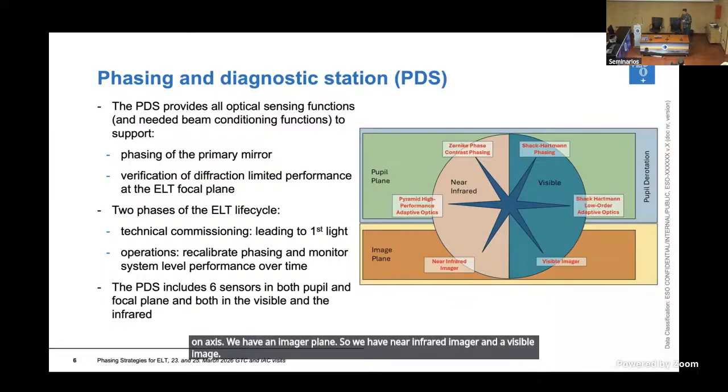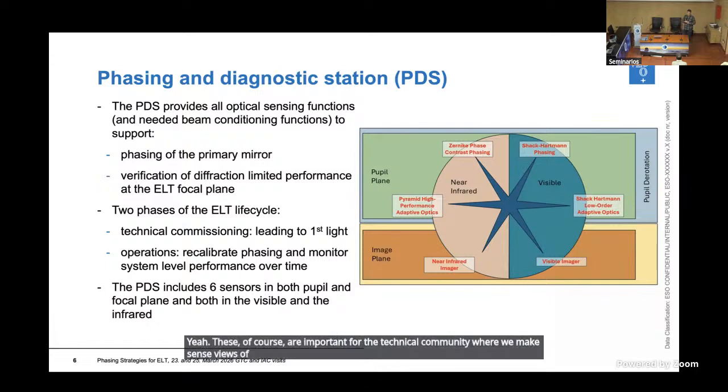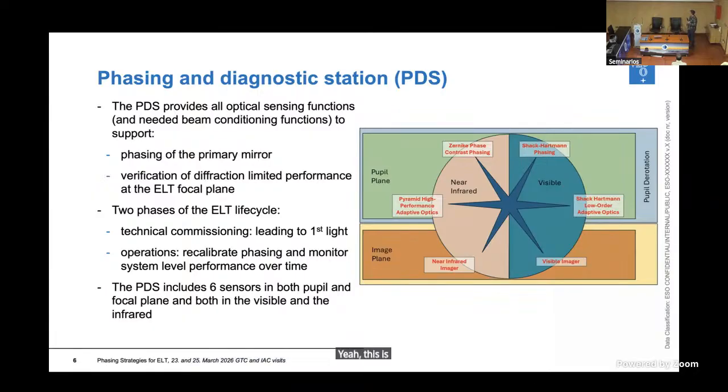These, of course, are important for the technical positioning, where we make extensive use of them, that's for sure, but also in operations where we recurrently need to phase the M1. So our baseline is phasing every 2 weeks for a contingent of 2 hours. This is the operational part of that.